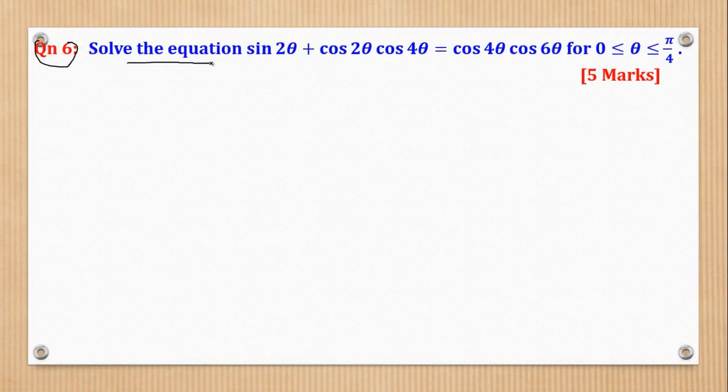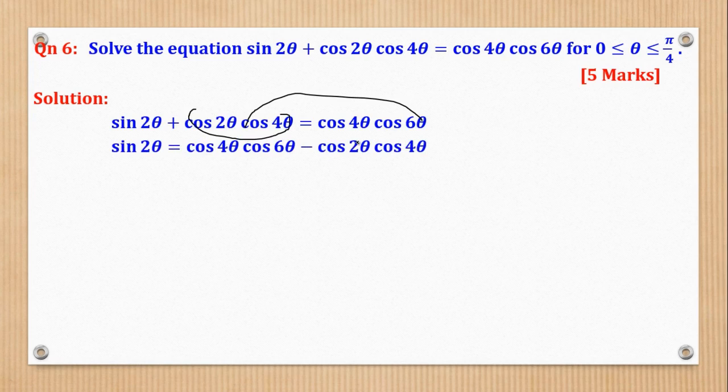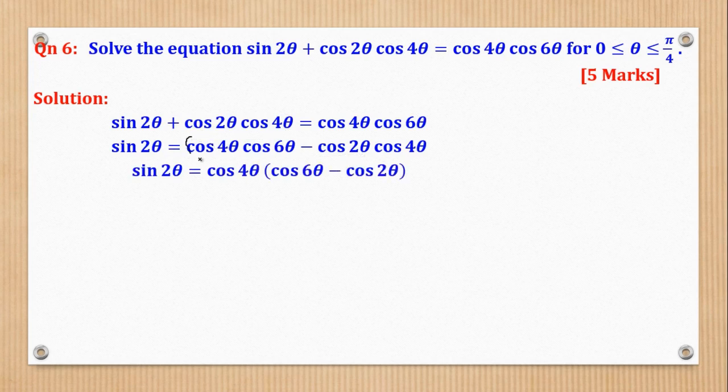Question 6 says solve the equation this equal to this for, now you should realize that the angle is in radians. So I'm going to first rewrite the given equation. Then from here I'm going to take the whole of this side to give me this. Then from here I realize that this cos theta and this cos 4 theta are common, so factorize it out. Here I remain with cos 6 theta and here I remain with cos 2 theta.